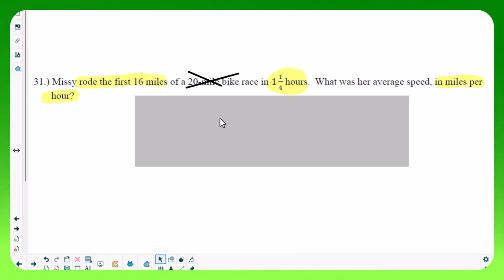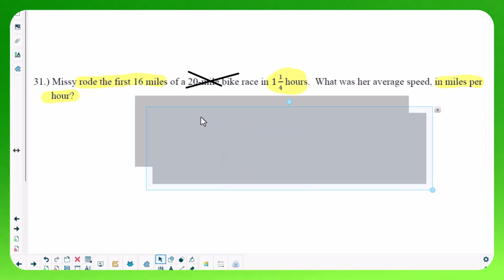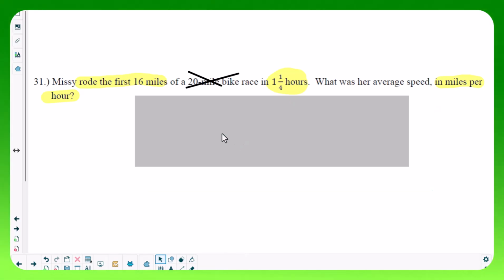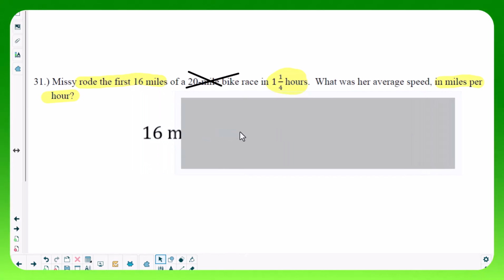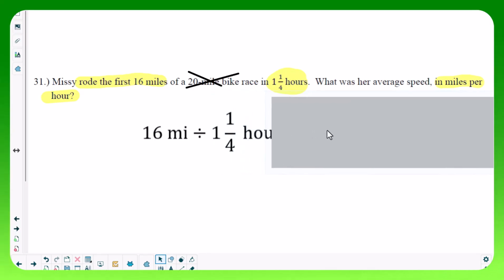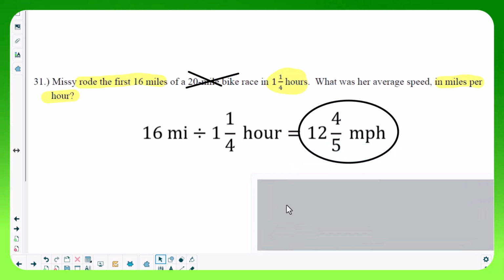To find the unit rate, miles per hour, we need to take 16 miles and divide that by 1 1/4 hours. And that's going to get us a speed that she is biking at 12 4/5 miles per hour. Again, sometimes we might give you extra information you don't need. You can just ignore it.